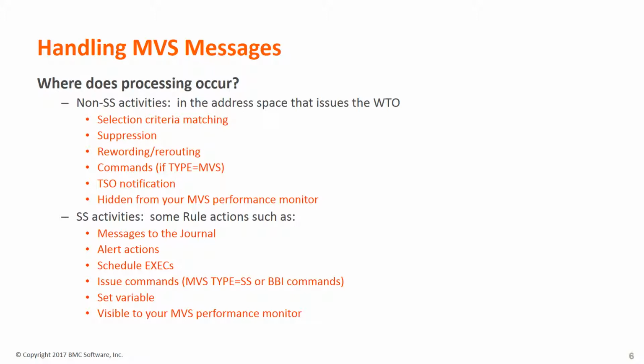Now, some things will not occur in the originating address space. If you need to write messages to the journal, generate alerts, schedule execs, issue commands that aren't MVS, and set variables, those things have to occur in the BBISS address space.